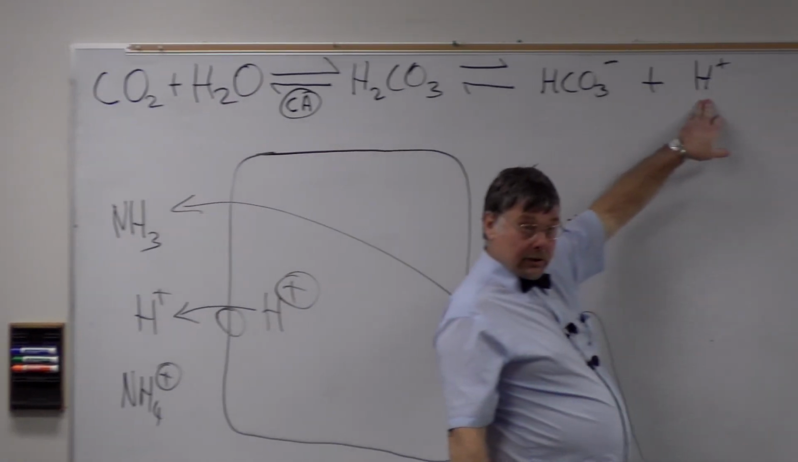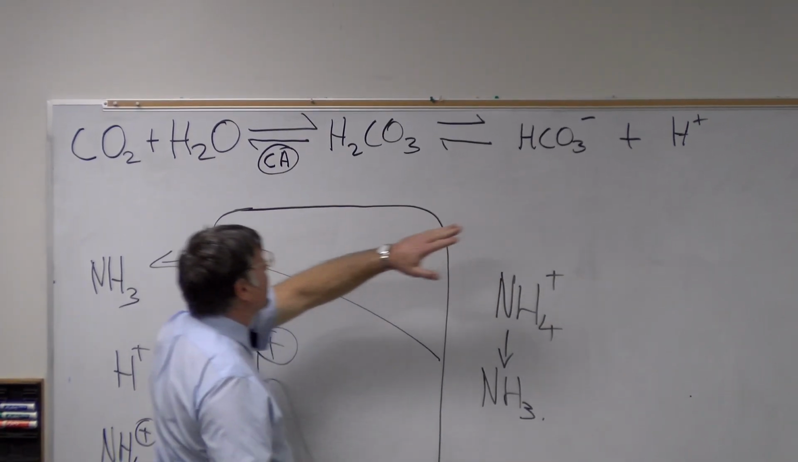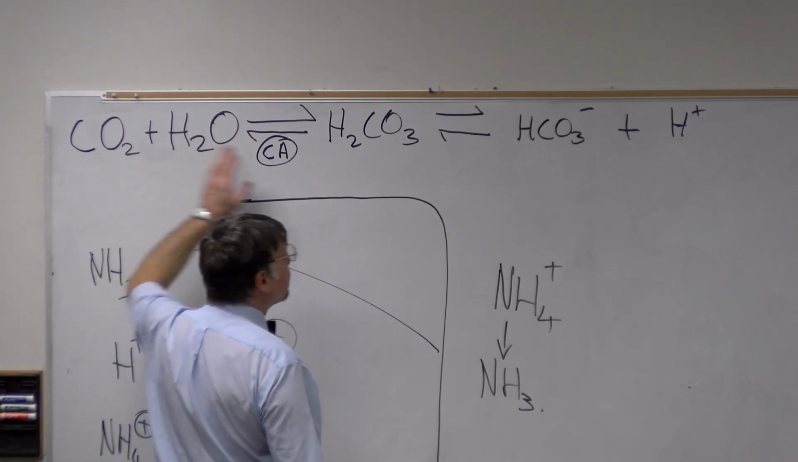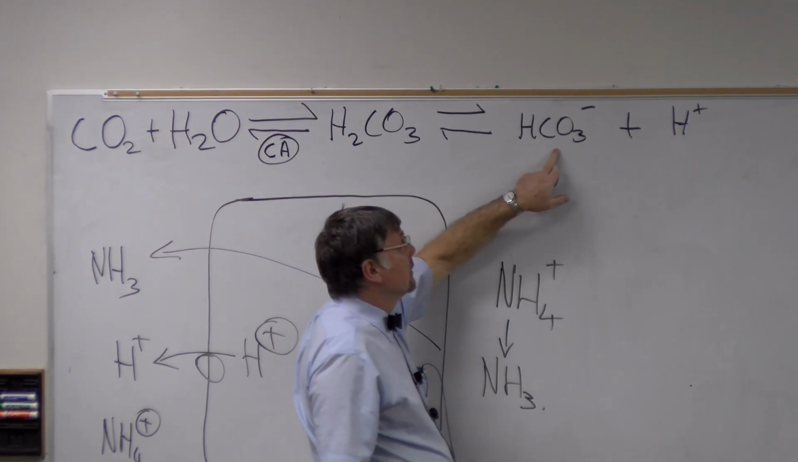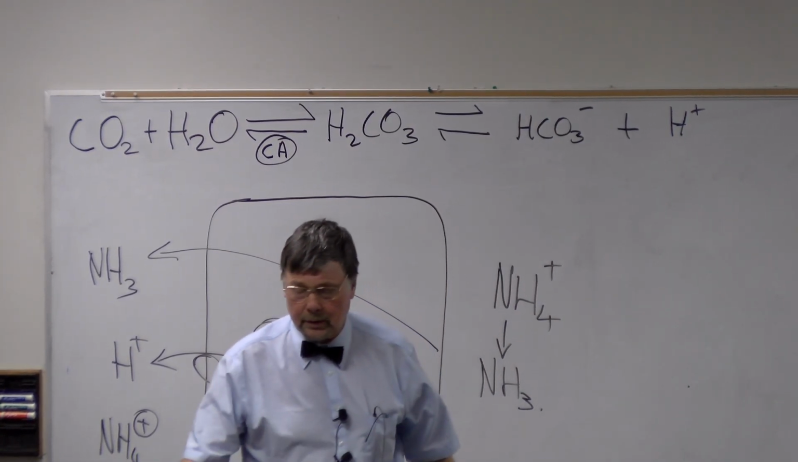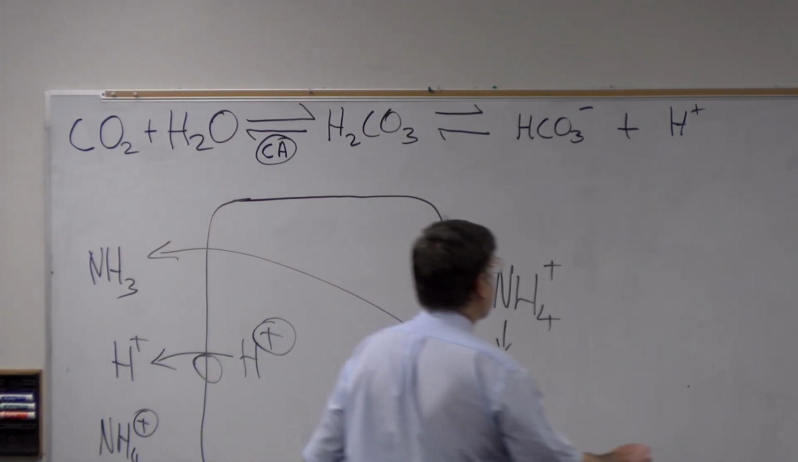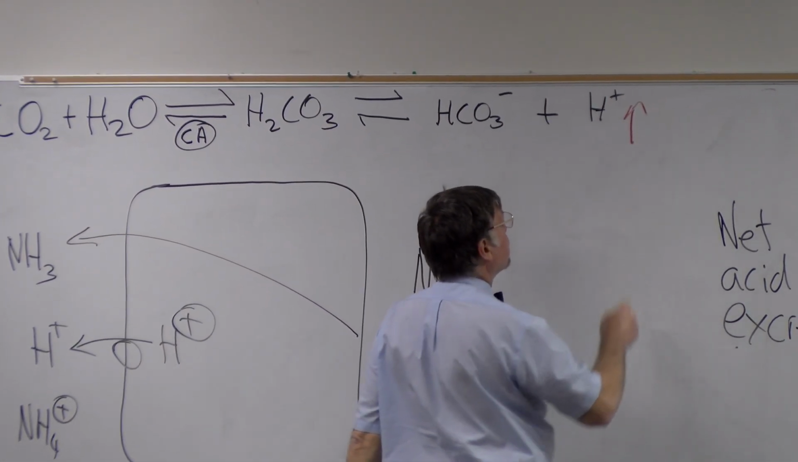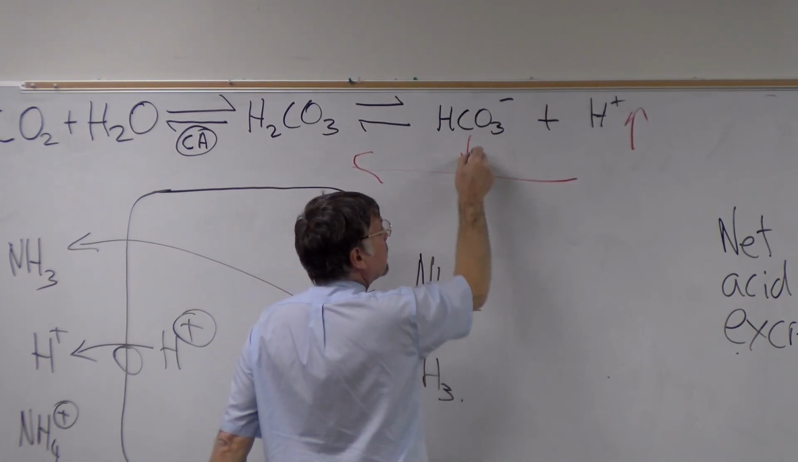We took on too much acid. It combined with the bicarbonate and went this way. Okay. So if we got a lot of acid, it'll combine with the bicarbonate, and so the bicarbonate will go down. So if this goes up, it'll send the reaction in this direction, and this will go down.